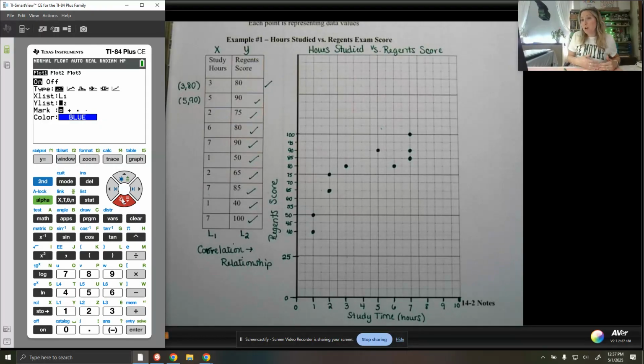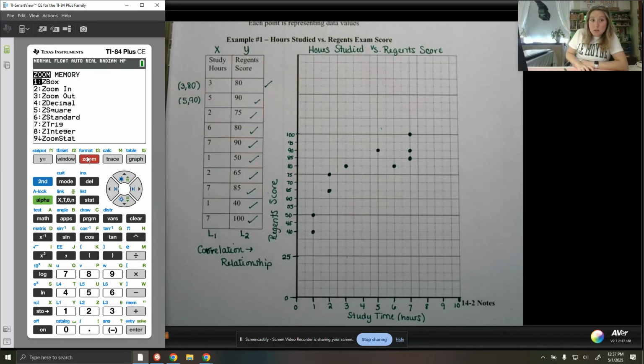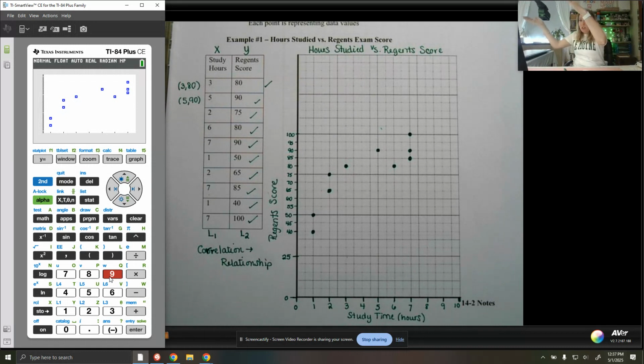Now, if you just pressed graph right now, your graph is still going to show up as a 10 by 10 grid, and you may not see this data. But there is a special place we can go to make this visualize our data for us. And that would be pressing zoom, and then notice number 9 is stat. So either arrow down to 9 and press enter, or press 9 right now, and it goes straight to your graph and shows you your scatter plot.